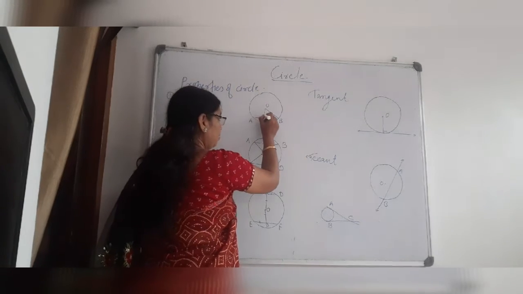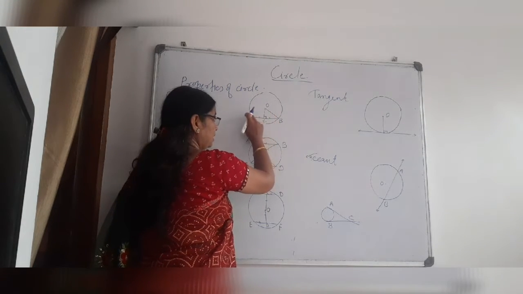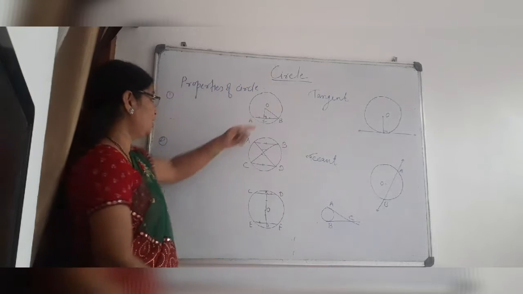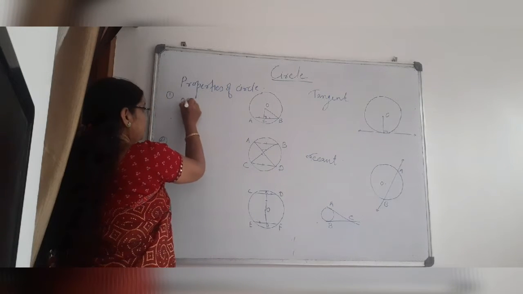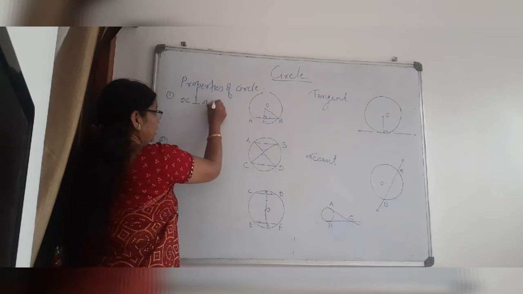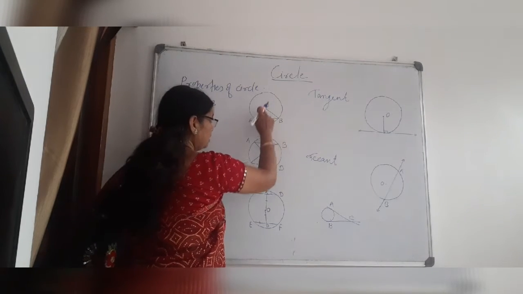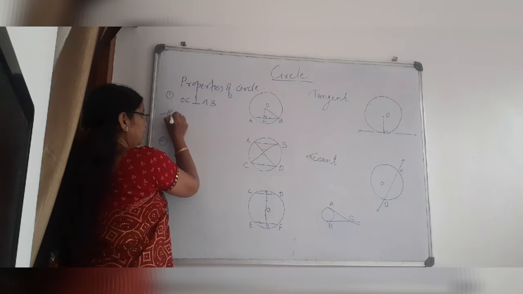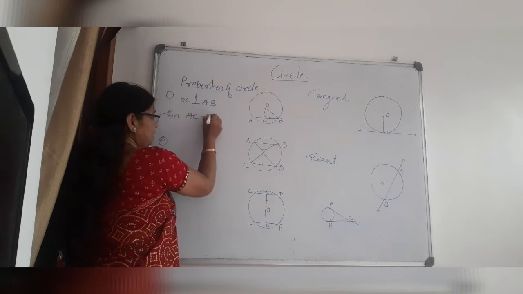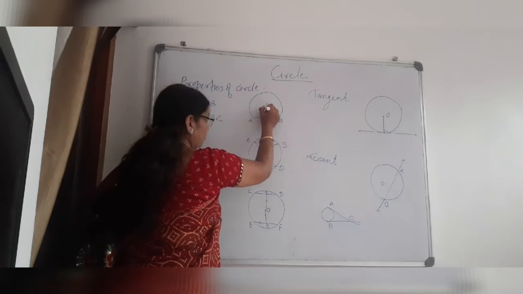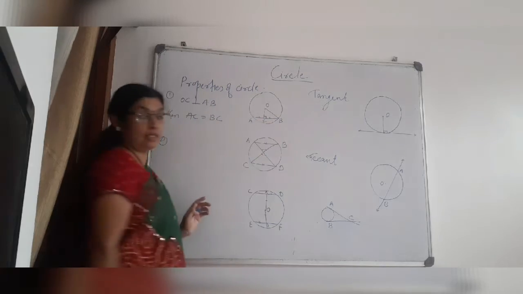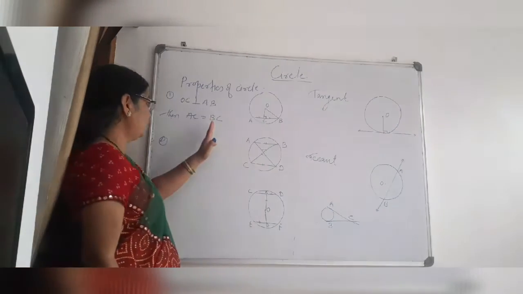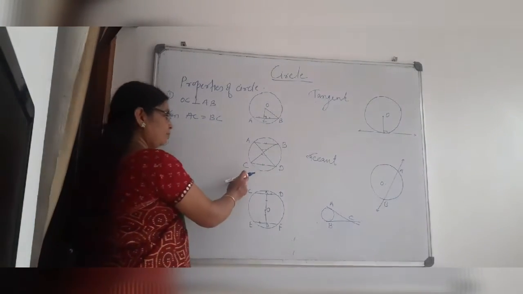What is the first property? If a perpendicular is drawn from the center of the circle, it bisects the chord. Here OC is perpendicular to AB. AB is a chord, OC is perpendicular, O is the center. Then AC is equal to BC. A perpendicular drawn from the center of the circle bisects the chord. It is the first property.